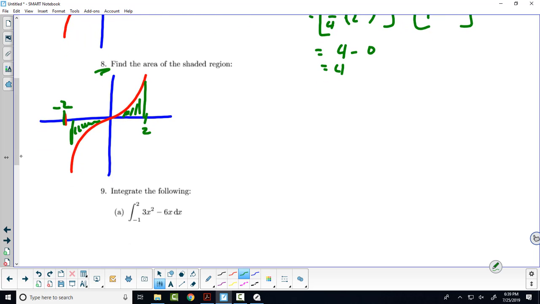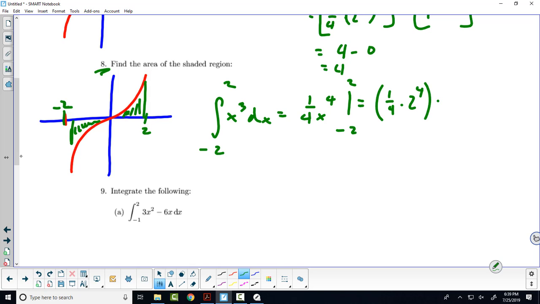All right, what's going on here? Well, let's do the work. This is the antiderivative from minus 2 to 2 of x cubed dx, which is equal to 1/4 x to the 4th from negative 2 to 2, which is equal to 1/4 times 2 to the 4th minus 1/4 times negative 2 to the 4th.